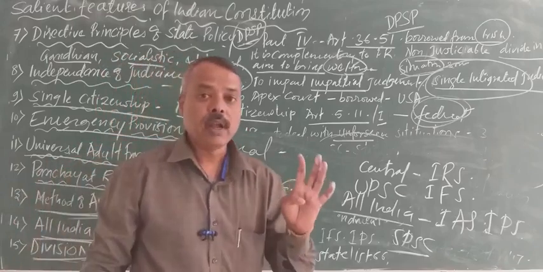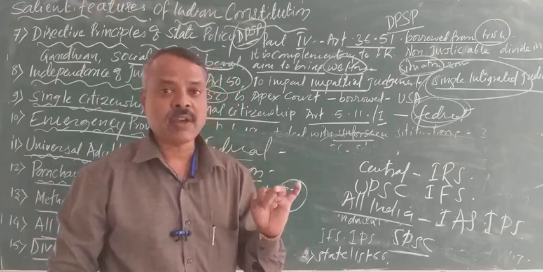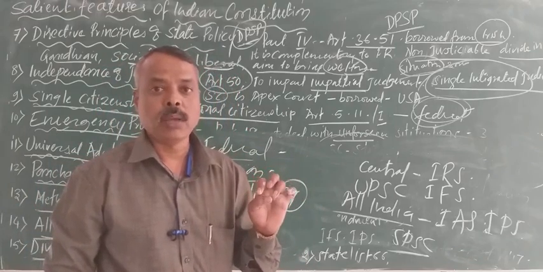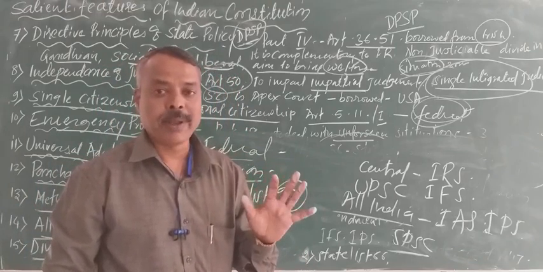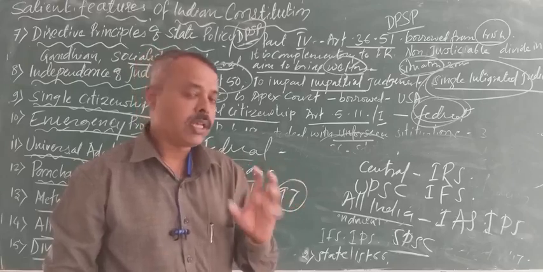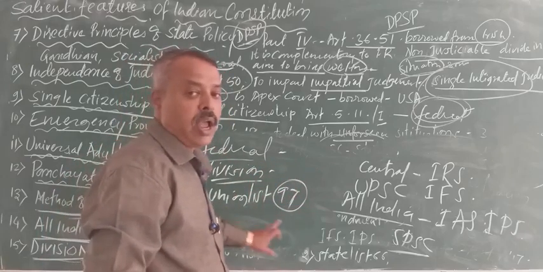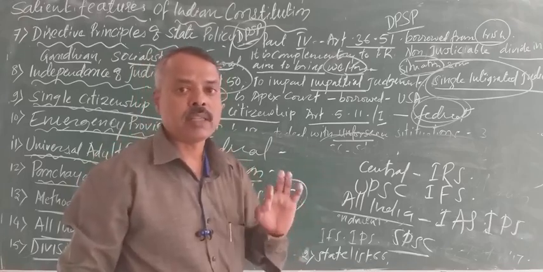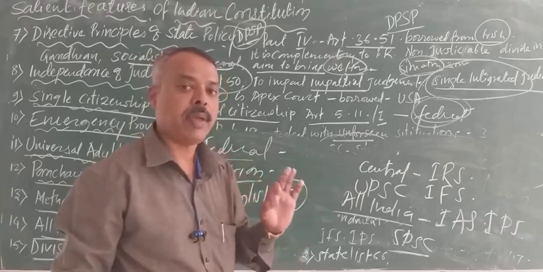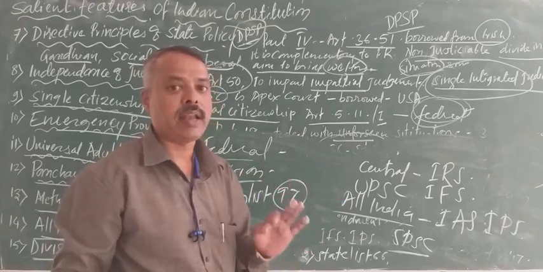For example, defense, foreign affairs, railway, petroleum, income tax, audit, expenditure, finance. All this comes under the control of the central government, under the Union List. On this, only the central government has the power to take decisions and make laws. No state government can interfere in this.